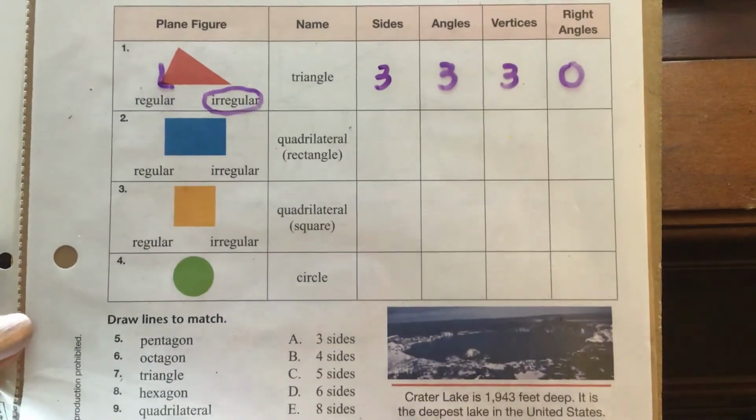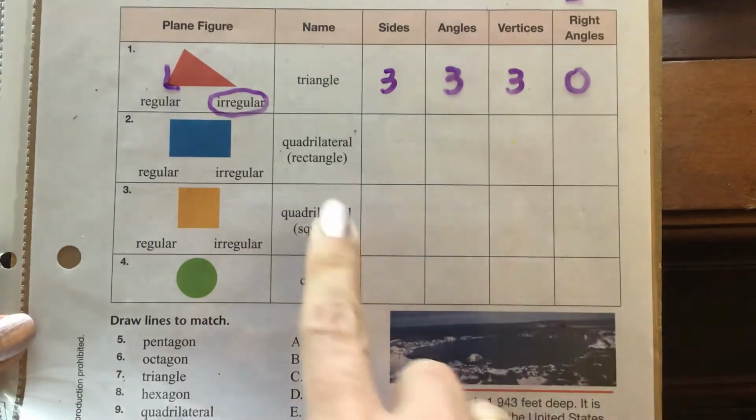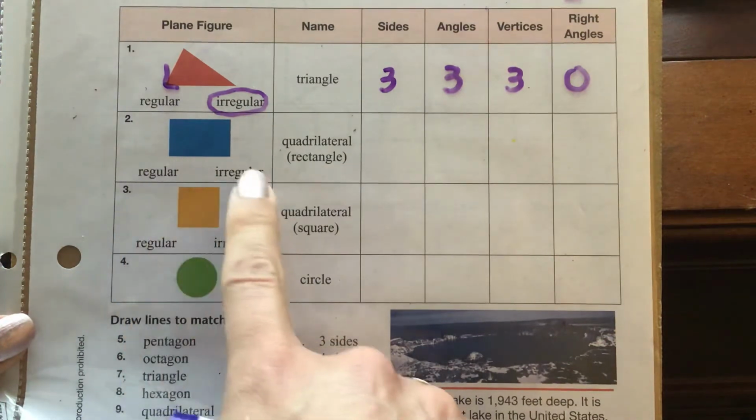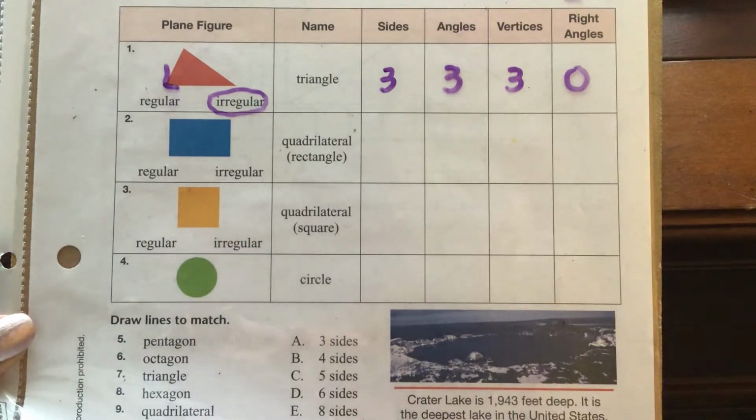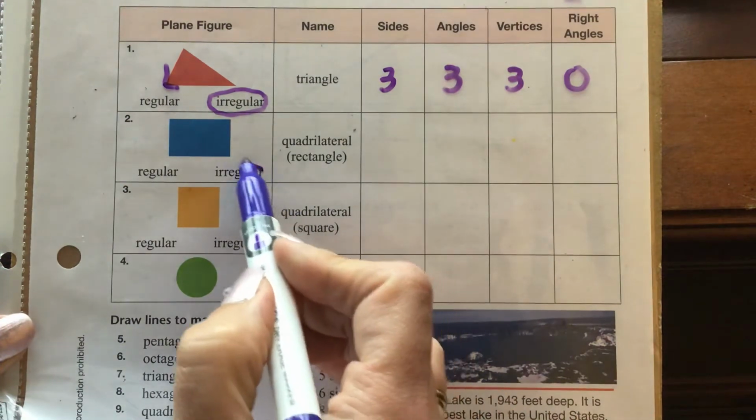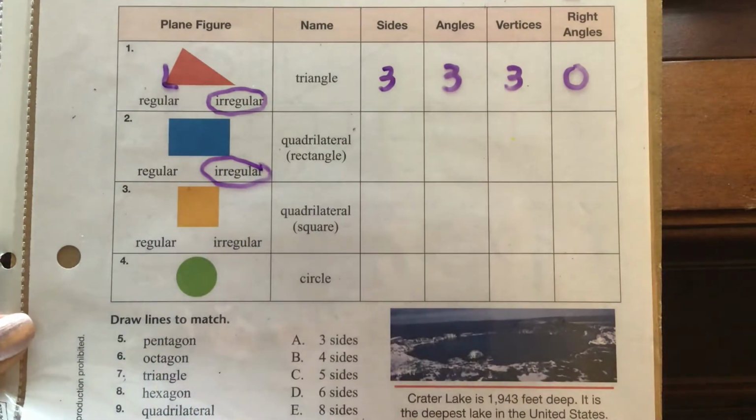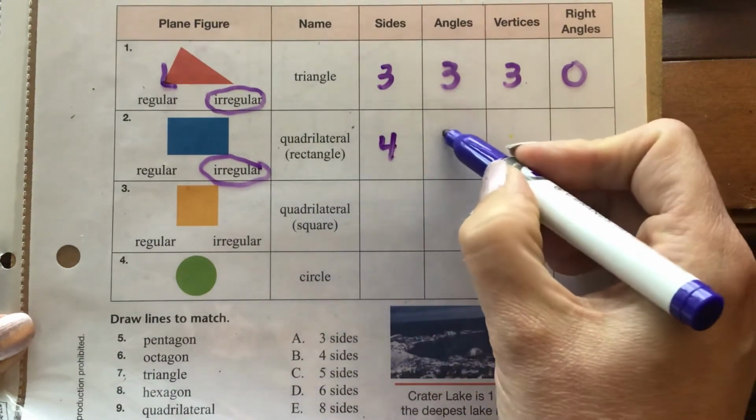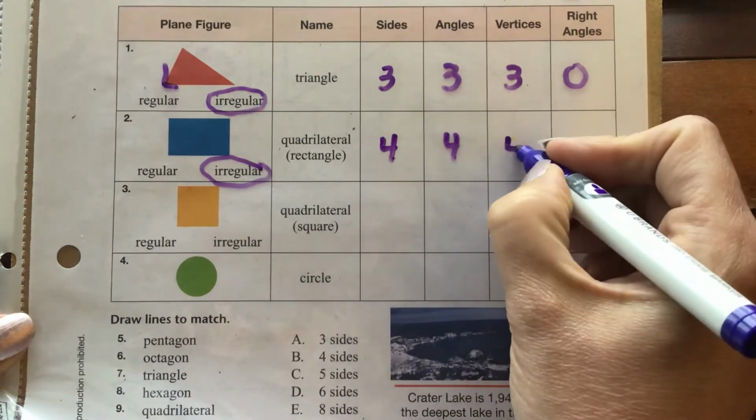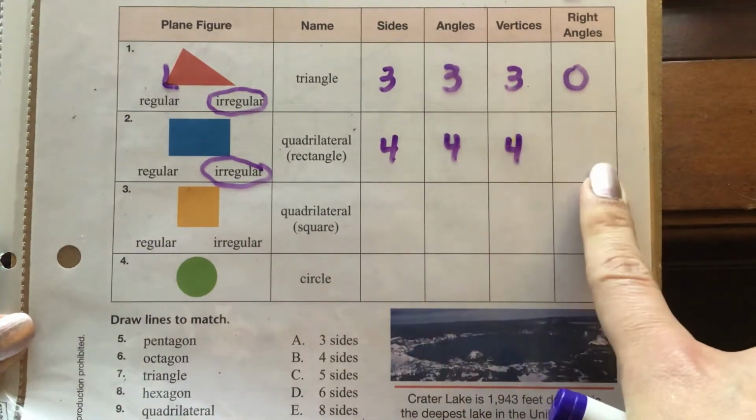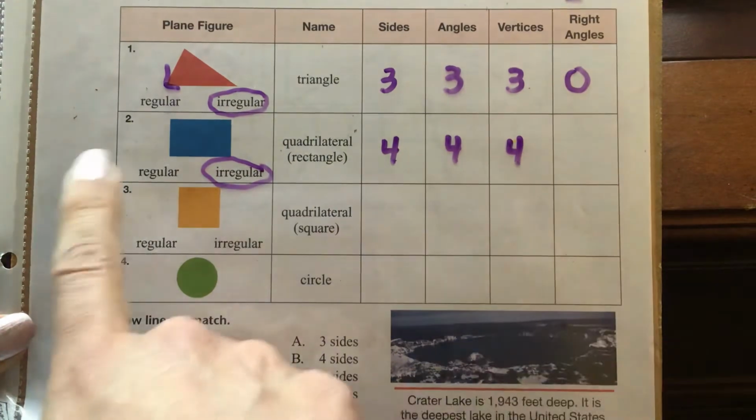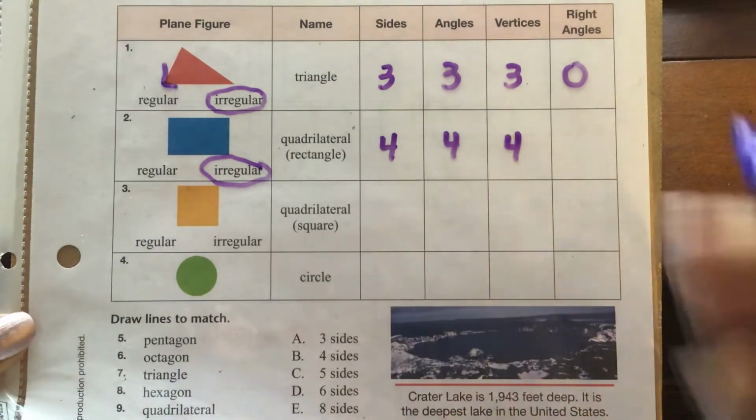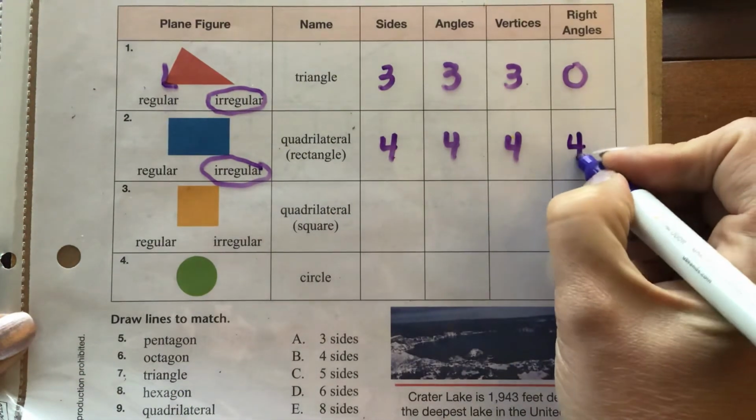Okay, the next shape is a quadrilateral, specifically a rectangle. We'll talk about that in just a minute. Is a rectangle a regular or irregular shape? Are all the sides the same length? No. So again, it's an irregular shape. It has 4 sides, 4 angles, and 4 vertices. Now, does a rectangle have any right angles? Well, the definition of a rectangle specifically is a quadrilateral that has 4 right angles. Okay.